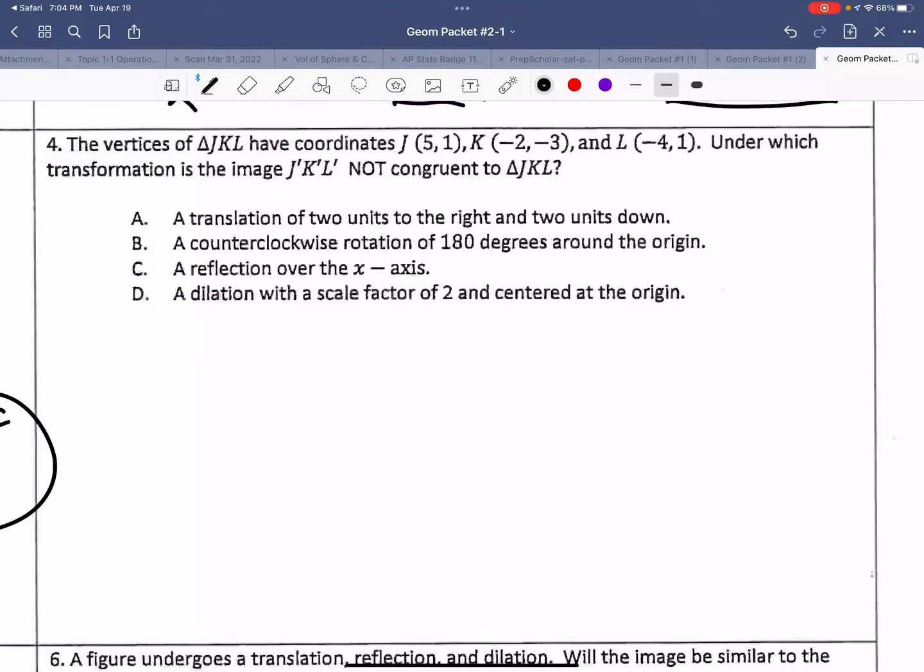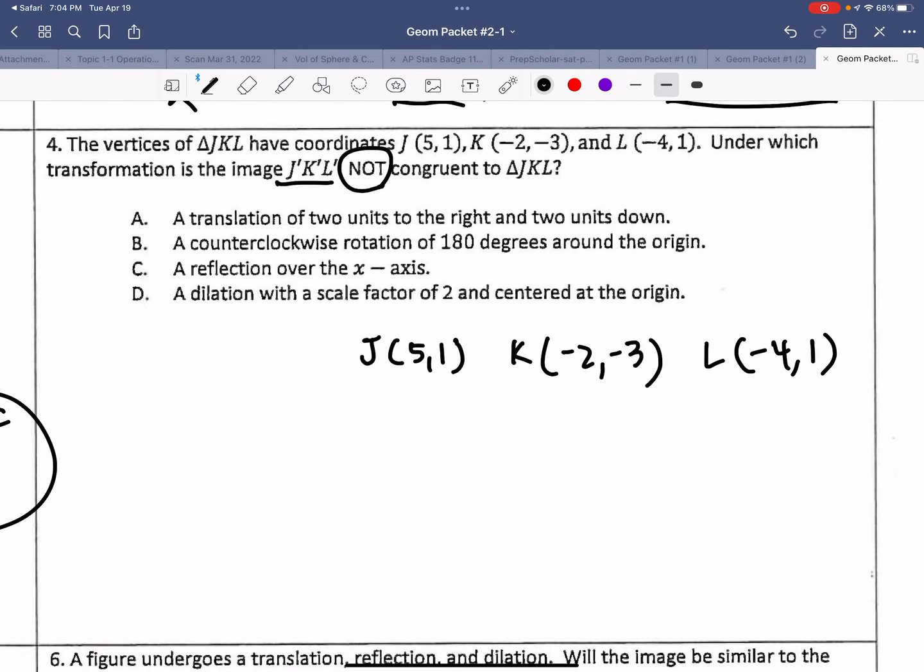The vertices of JKL are 5, 1, -2, -3, and -4, 1. Okay, under which transformation is the image not congruent? So anytime you take a scale factor, you're going to make it bigger.